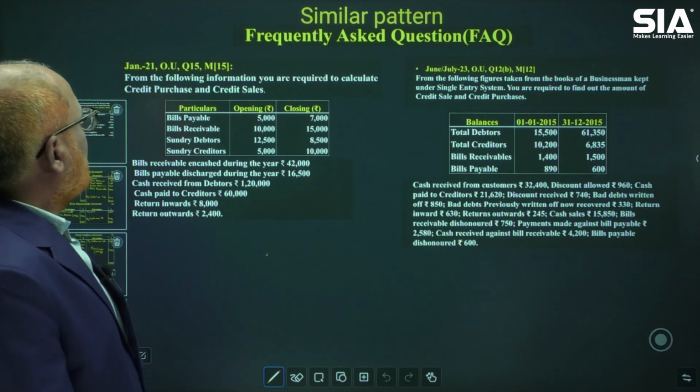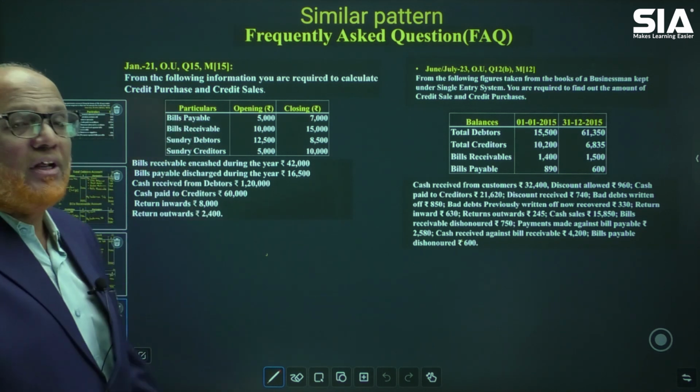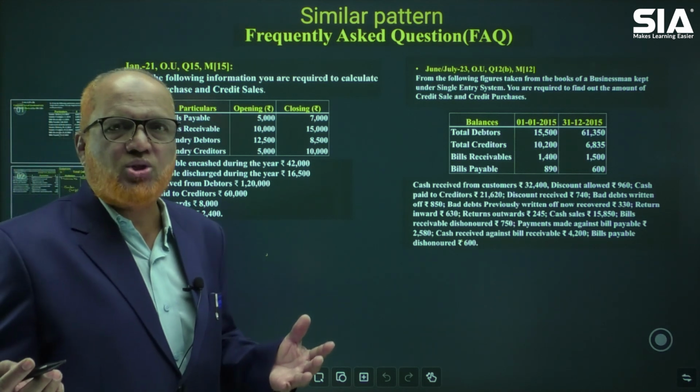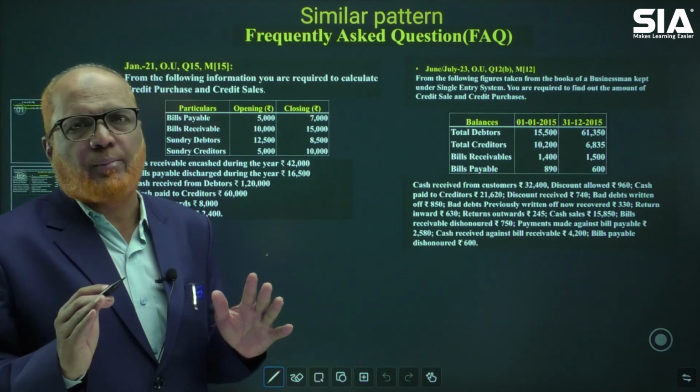You can see here, this was asked in Jan 2021 for 15 marks. At that time, it was COVID pattern. That's why the pattern had been changed and it was 15. But presently, the question will be only for 12 marks.